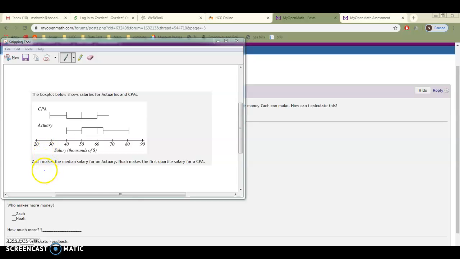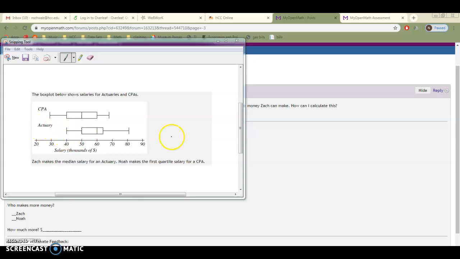Okay, so Zach makes a median salary for an actuary, and Noah makes the first quartile salary for a CPA. This is homework 2, part 2, number 7. So Zach makes a median salary for an actuary. So here's the actuary box plot.